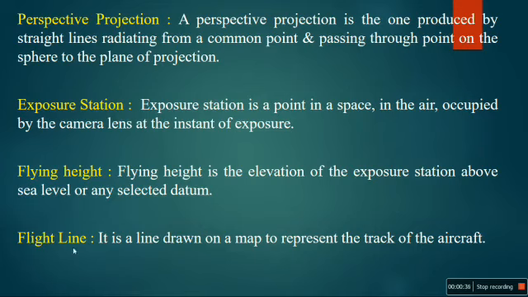Similarly, flight line is a line drawn on a map to represent the track of the aircraft. It means, suppose this is the first point, this is the second point, this is the third, and this one is the fourth point. Suppose this area is considered as a rectangle or square. For taking the pictures of this area, the movement of the camera over it is called a flight line.